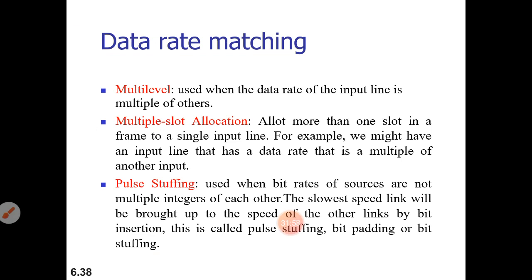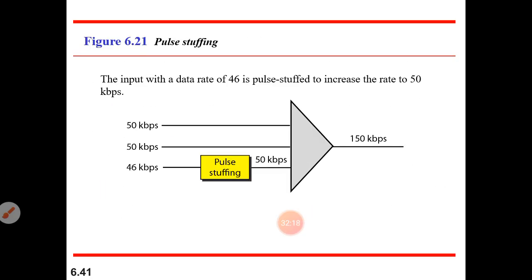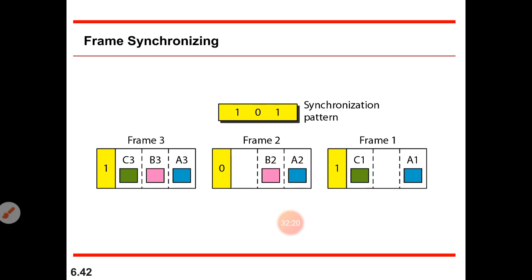Multi-level means the data rate of one input link is a multiple of the other, and multi-slot means you need to allocate multiple slots for each input line. Pulse stuffing means you need to add some additional bits to the data rate, so that it becomes equal to the data rate of the other links. That is what we call data rate matching.